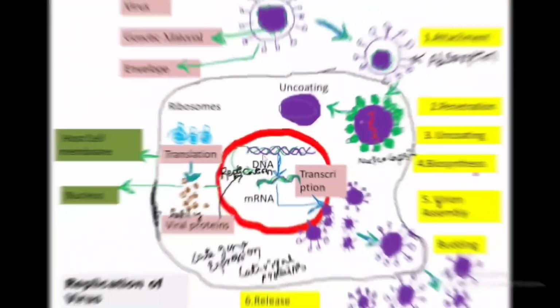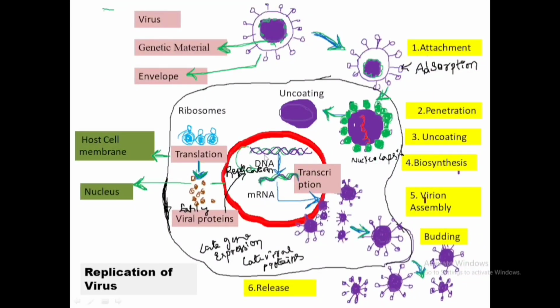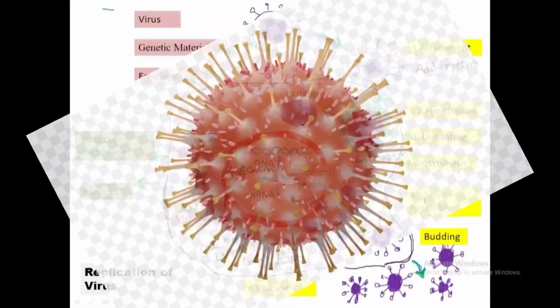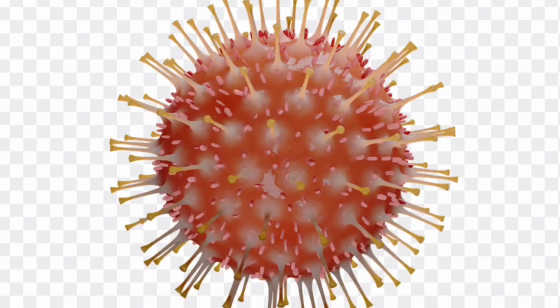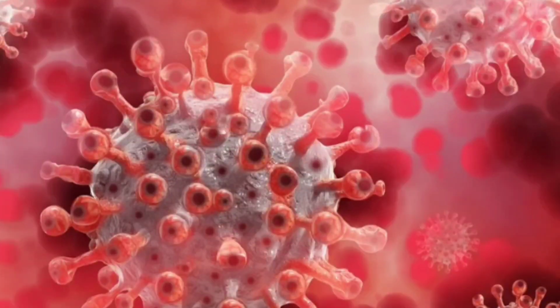Now we are going to see biosynthesis. Biosynthesis is step number 4. The biosynthesis is different for DNA viruses and RNA viruses. In this video we are watching the DNA viruses biosynthesis process. DNA viruses include hepatitis B virus, human papilloma virus, herpes simplex virus, etc.